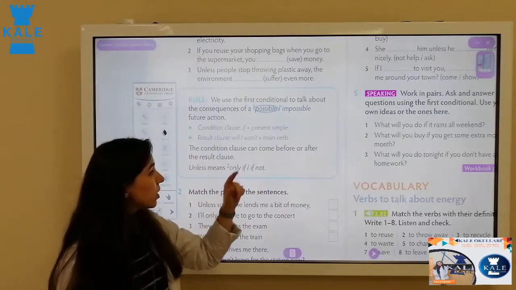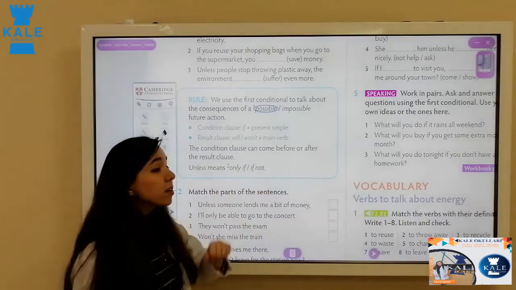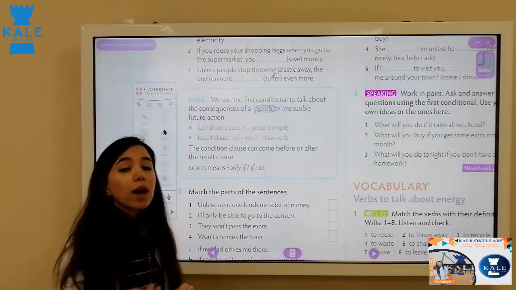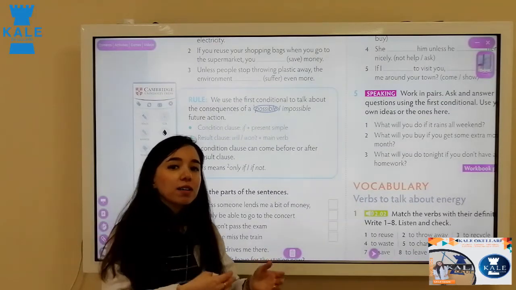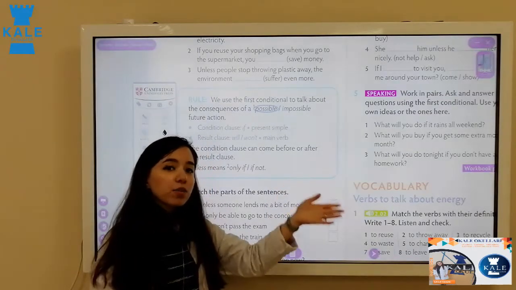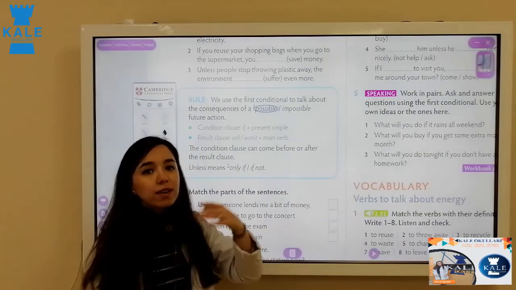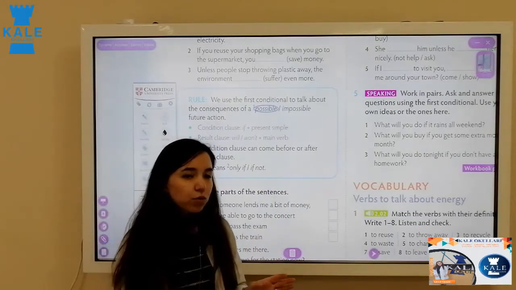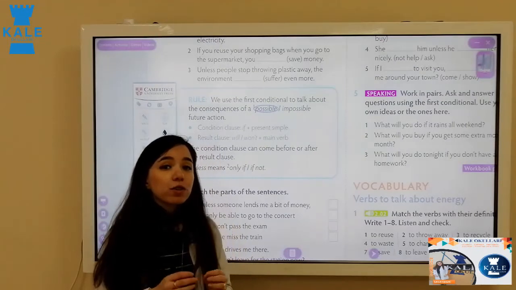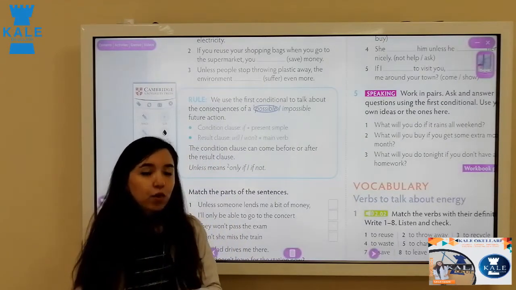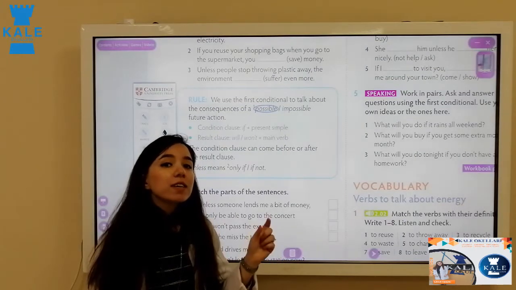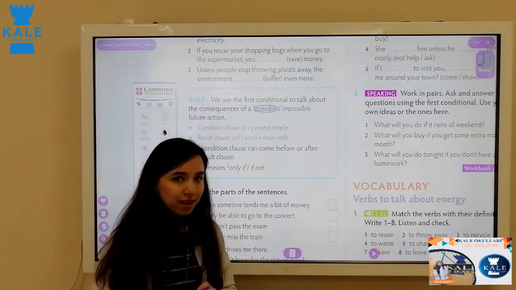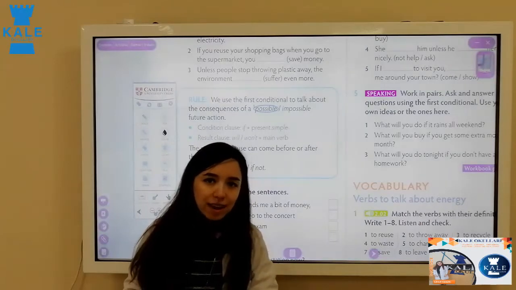The condition clause can come before or after the result clause. As I told you, in the first part, you can write the sentence starting with if, and the second part is the result, or you can write the result first, then the second part. It's not important for us. But if your sentence is not starting with if, and you write the result first, then we are not going to use a comma in the sentence. In the examples, you will understand it better.